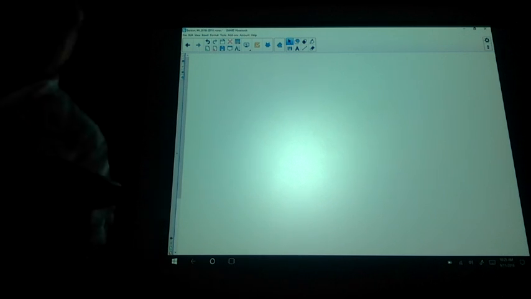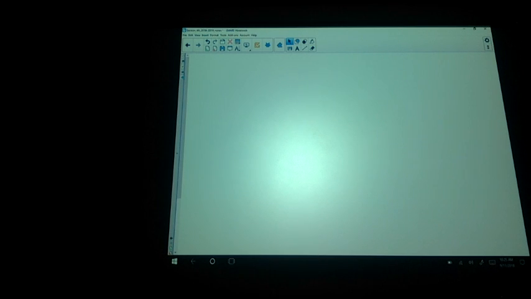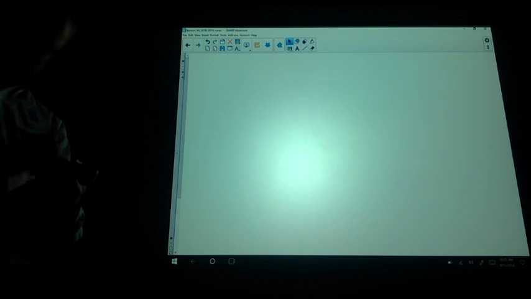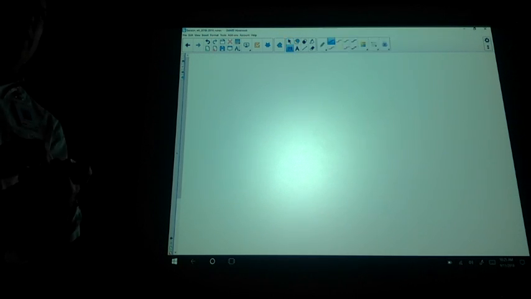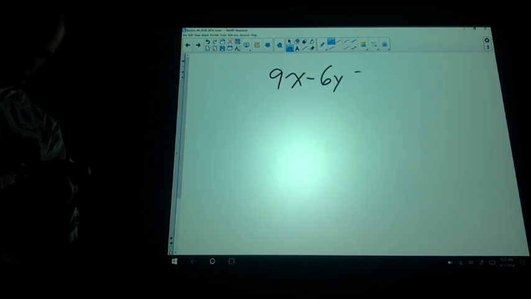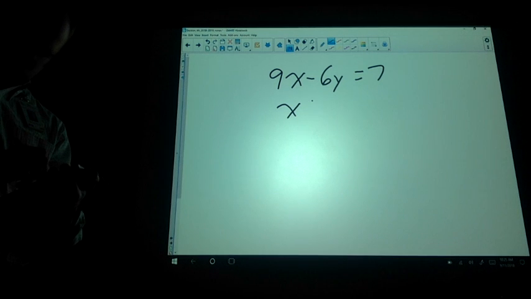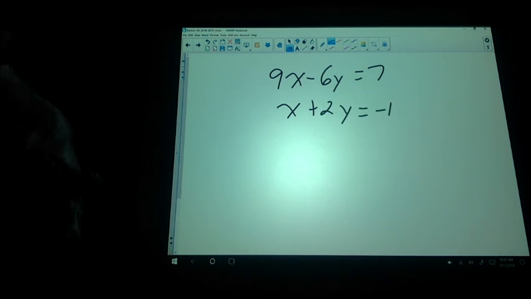How much? 7. Is this the one you're looking at? It's like 9x minus 6y, that one? Yeah.